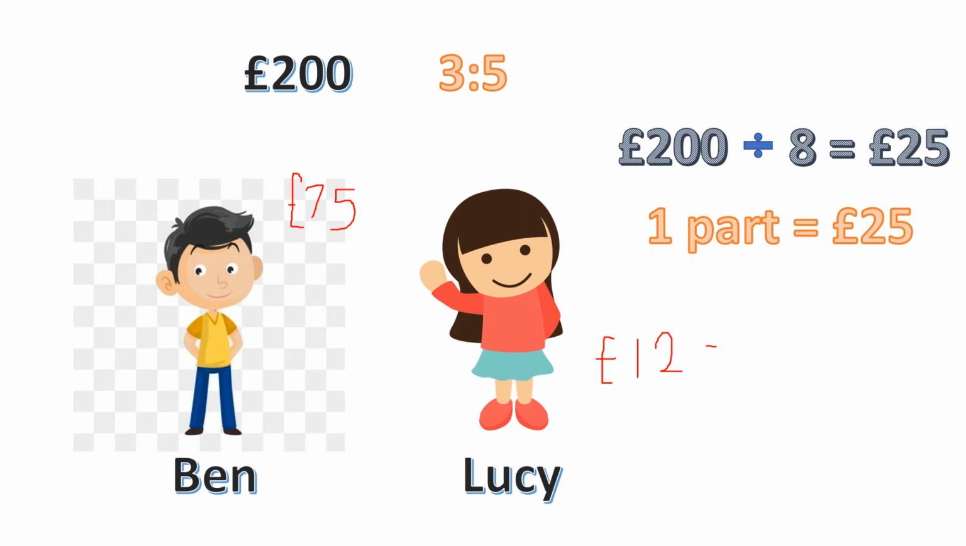Okay, now the total should always add up to the total over here. So, do £75 and £125 add up to £200? Yes, it does. So we've checked our answer by doing the inverse. We've added £75 and £125, and it gave us £200. So we know that our answers are correct. Let's have a look at the next slide.